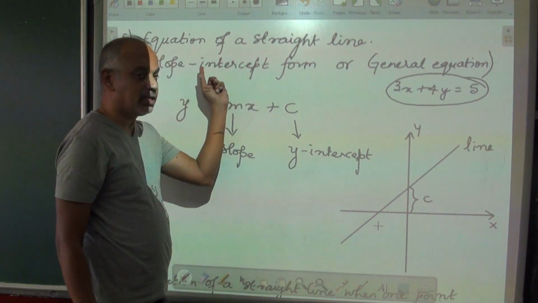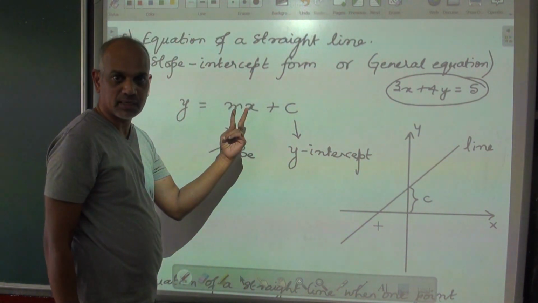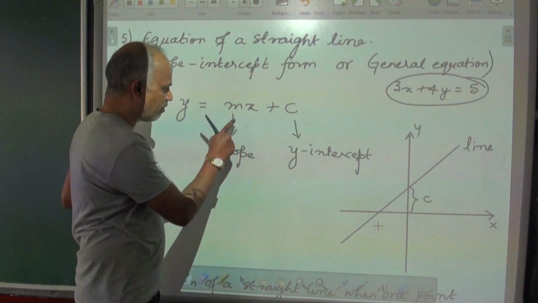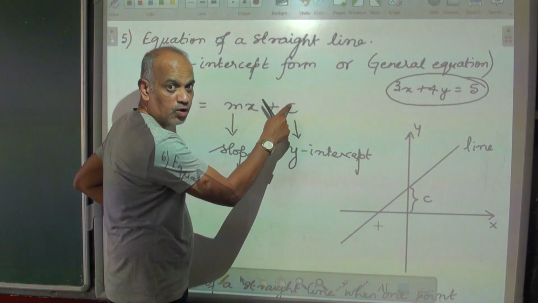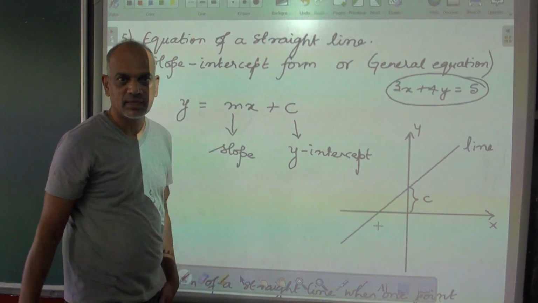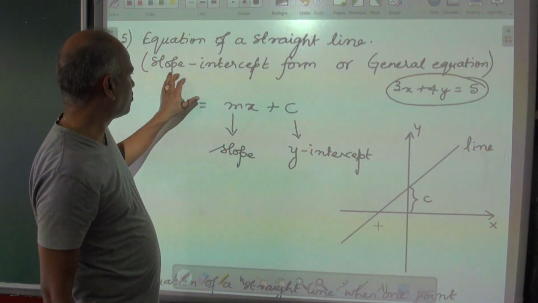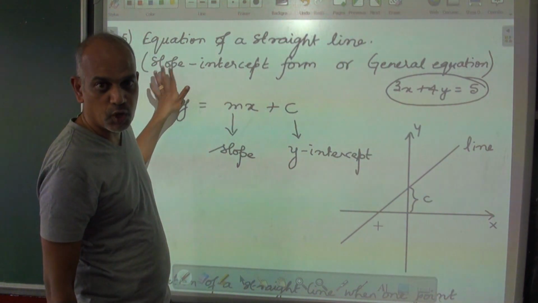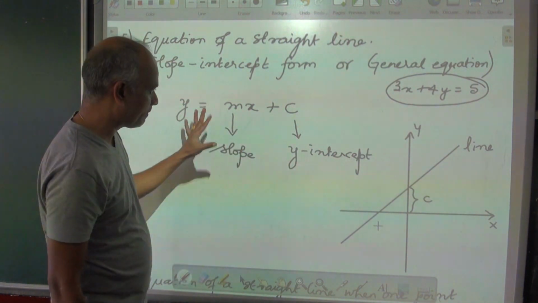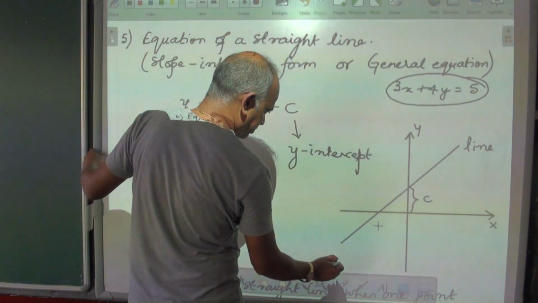So if you have to find the equation, you have to know two things here. One is slope, the other one is y-intercept. That is, value of m you have to know and value of c. If these two values are known, then you can find the equation. And that equation is otherwise called slope-intercept form. Okay.